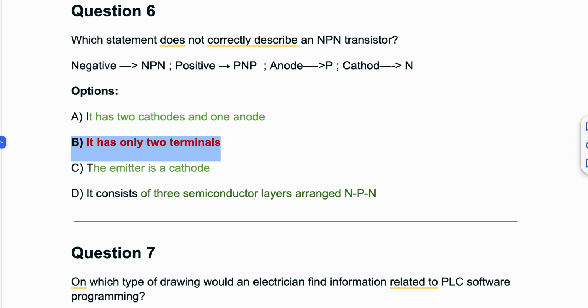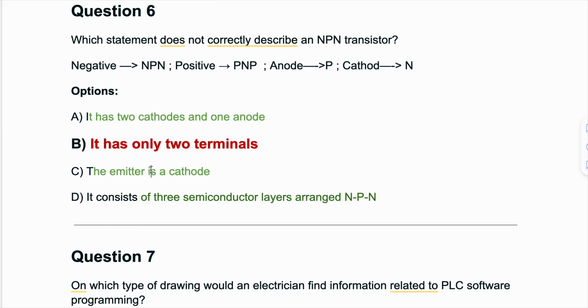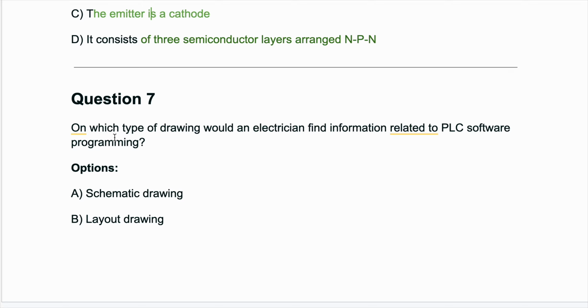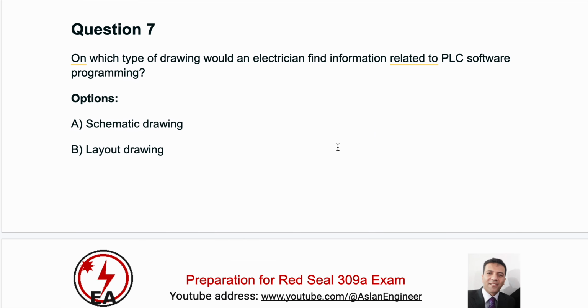Let me make it bigger. Okay, question 7. On which type of drawing would an electrician find information related to PLC software programming?